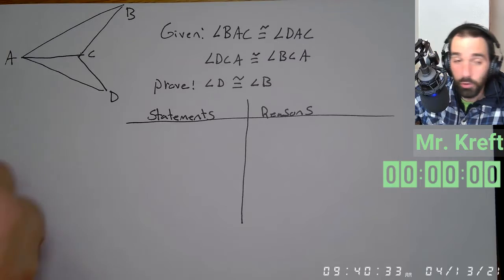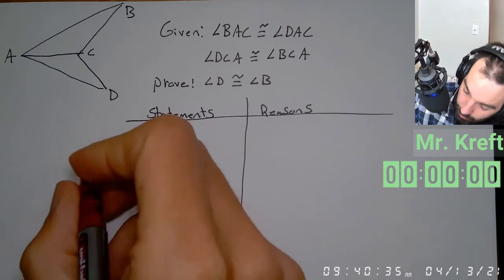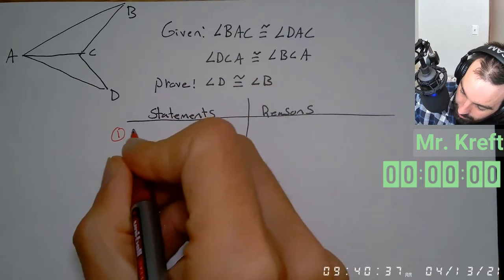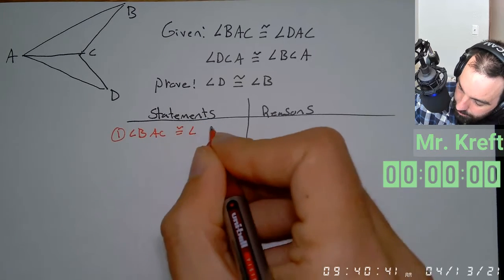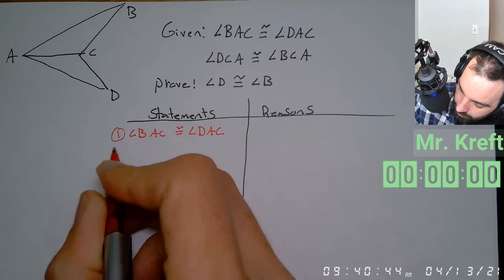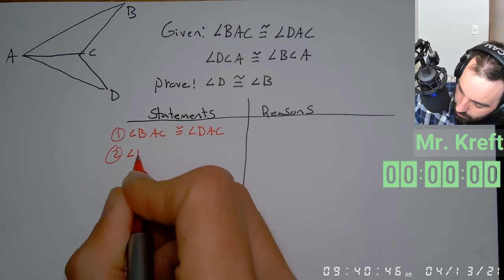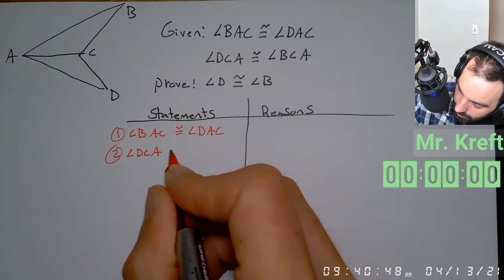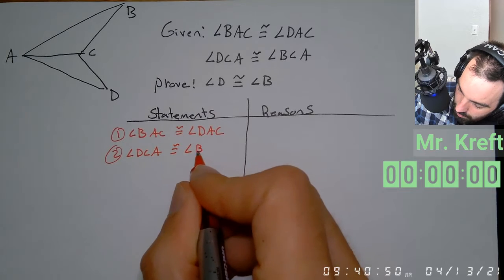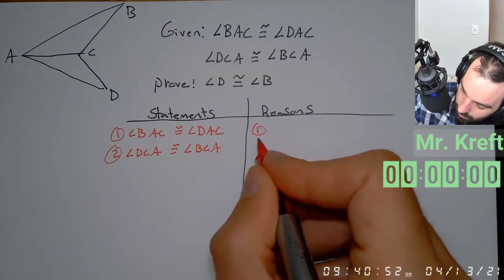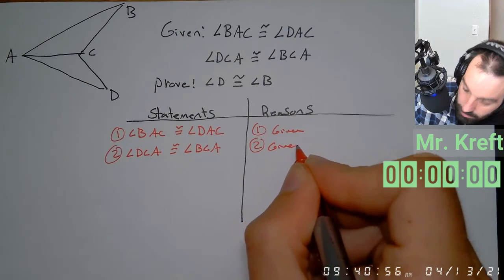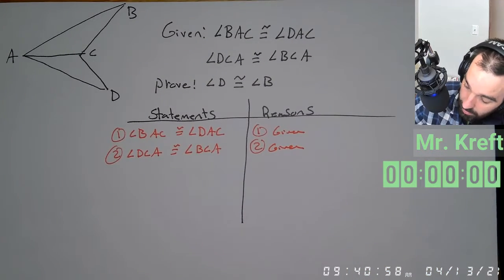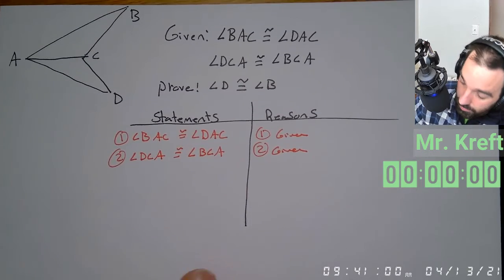All right. So let's take a look at this problem. The first thing I'm going to do is I'm going to write down my givens, because that's not really even starting the problem. That's just setting it up. And B, C, A. So I got my reasons are given and given. Okay. So I'm going to update my picture with these things.